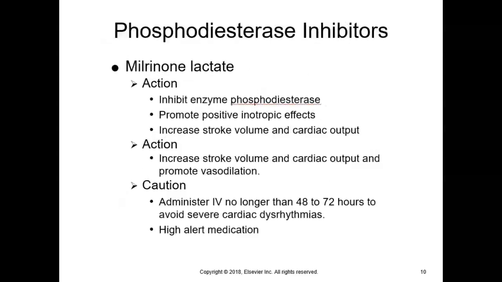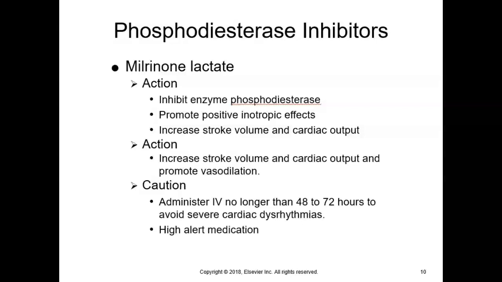Another classification of medications that can be used to treat heart failure are phosphodiesterase inhibitors. Your prototype phosphodiesterase inhibitor that you need to know is milrinone lactate. It works by inhibiting the enzyme phosphodiesterase, and it results in a positive inotropic effect. Remember, that's the better squeeze of the heart, which leads to increased stroke volume and increased cardiac output, which is what we want. It can also promote vasodilation, which is helpful. It is administered IV for no longer than 48 to 72 hours.